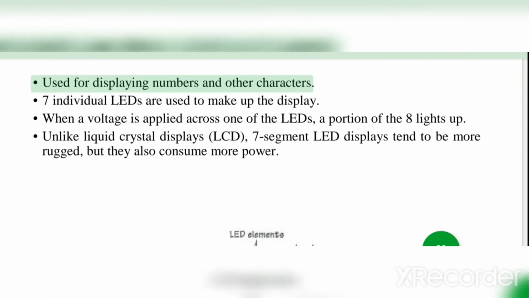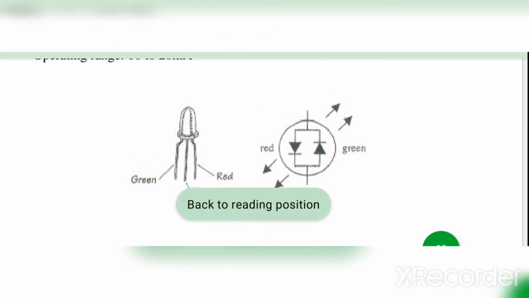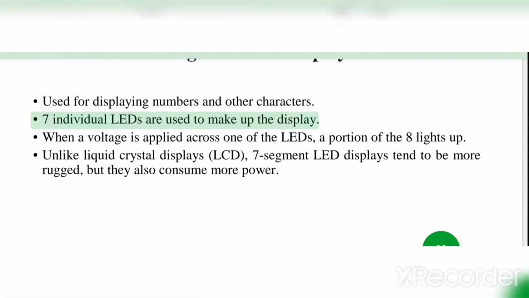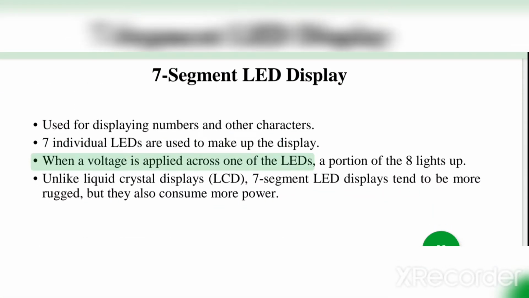7-segment LED display. Used for displaying numbers and other characters. 7 individual LEDs are used to make up the display. When a voltage is applied across one of the LEDs, a portion of the 8 lights up. Unlike liquid crystal displays (LCD), 7-segment LED displays tend to be more rugged, but they also consume more power.